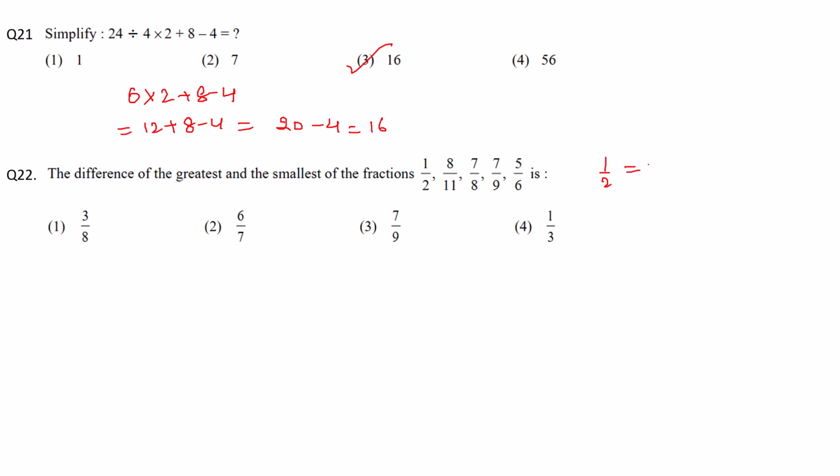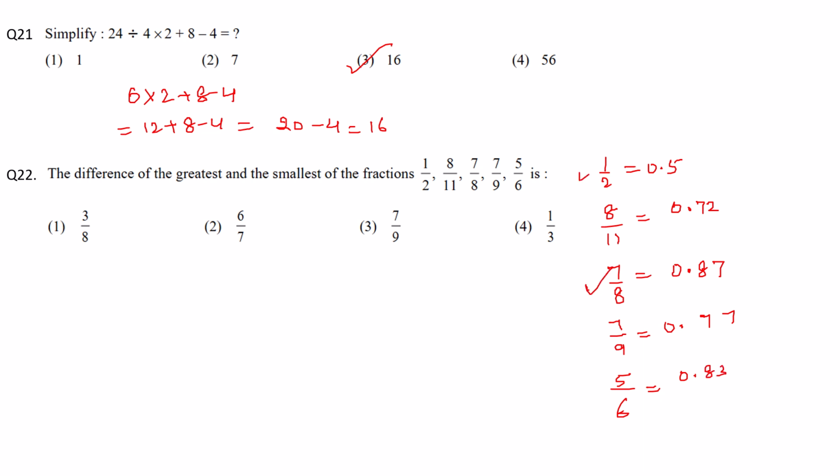So 1 by 2 can be written as 0.5, 8 by 11 is 0.72. First, let's take after decimal 2 digits. Okay, and then if it is needed, we can further move. Now 7 by 8 is 0.87. 7 by 9 if you do, you will get 0.77, and 5 by 6 will give you 0.83. Now quickly we can see 7 by 8 is the greatest and 1 by 2 is the smallest. So let's find the difference. 7 by 8 minus 1 by 2. So 8 will be the LCM. So 7 minus 4, which will give me 3 by 8. So first one is the correct option.